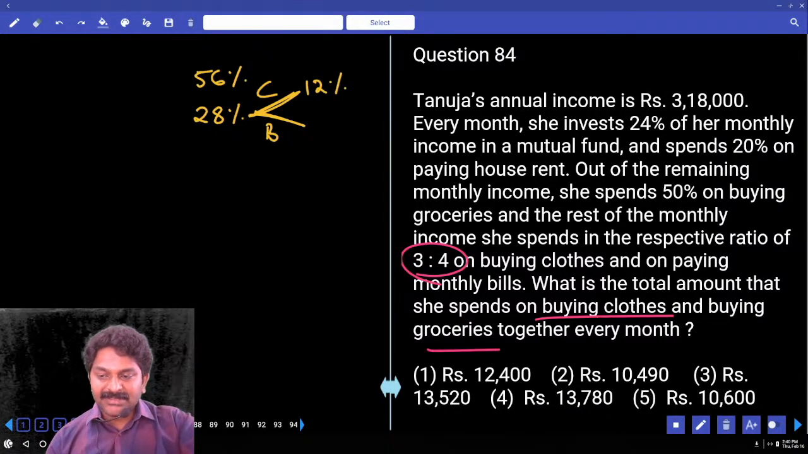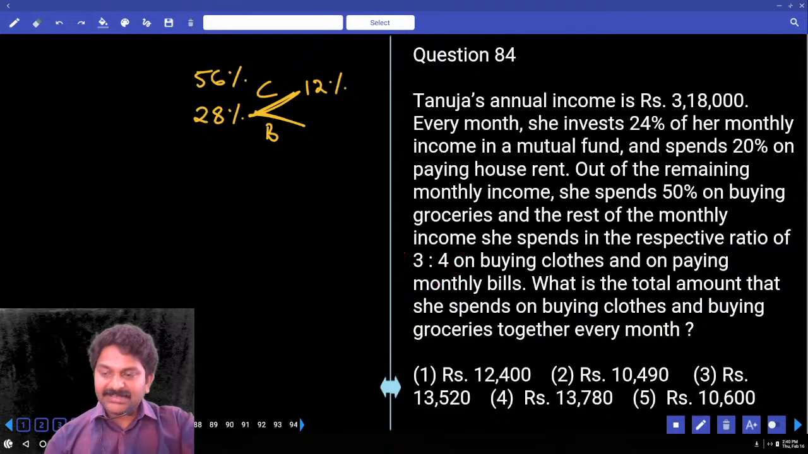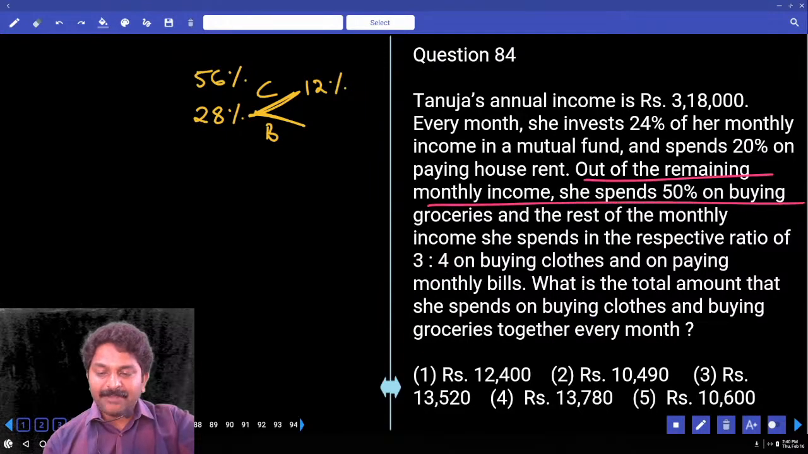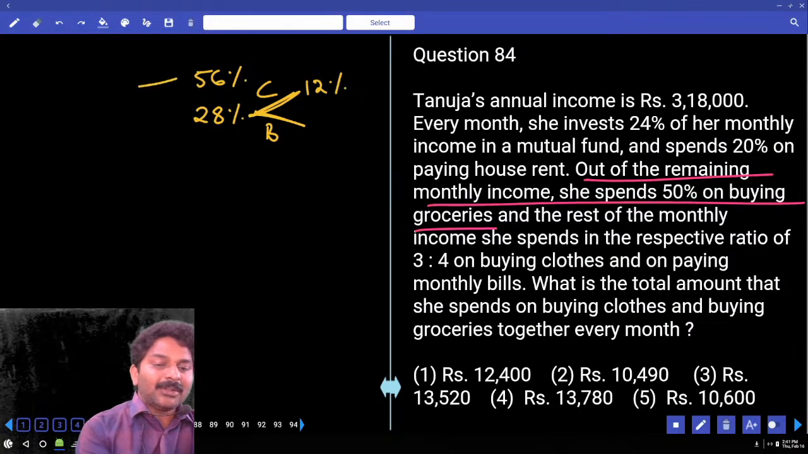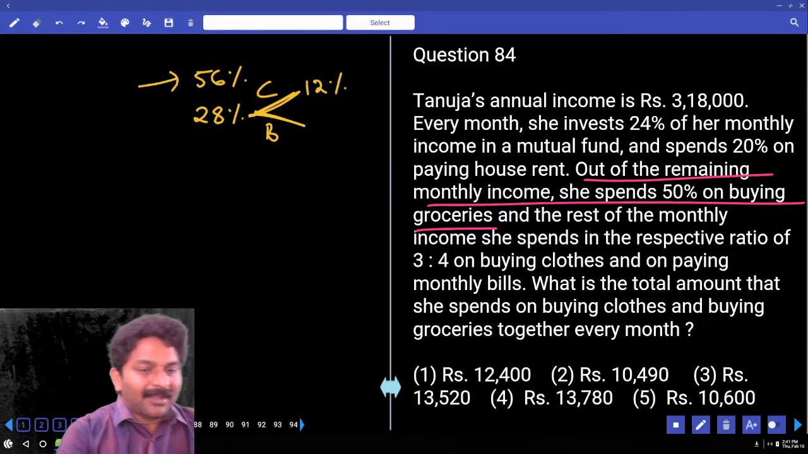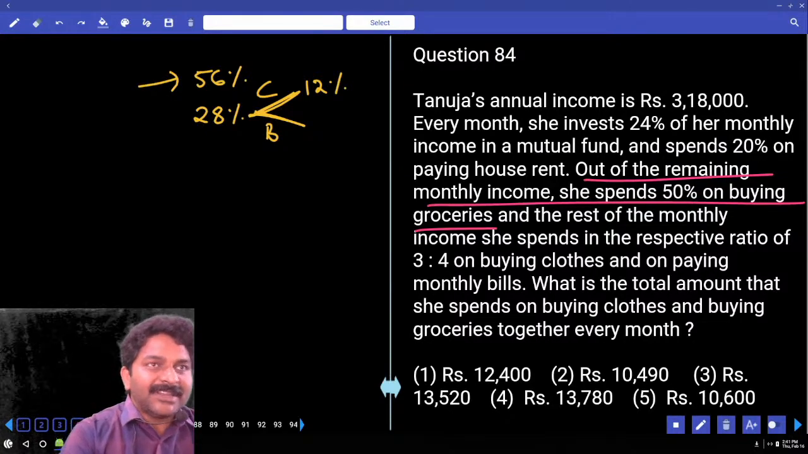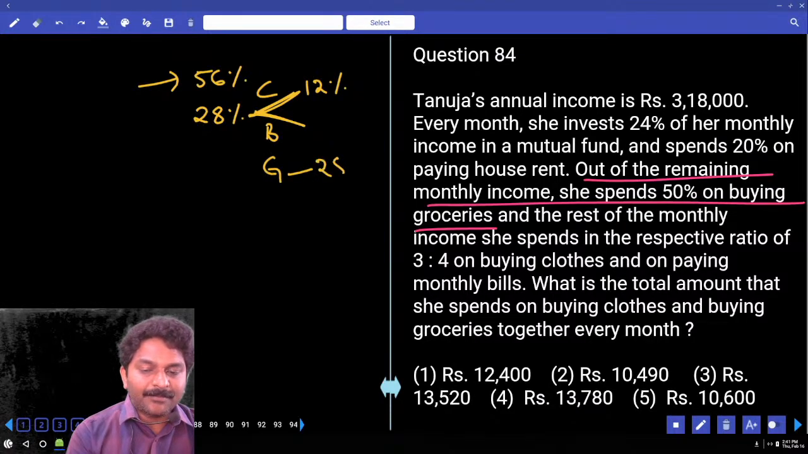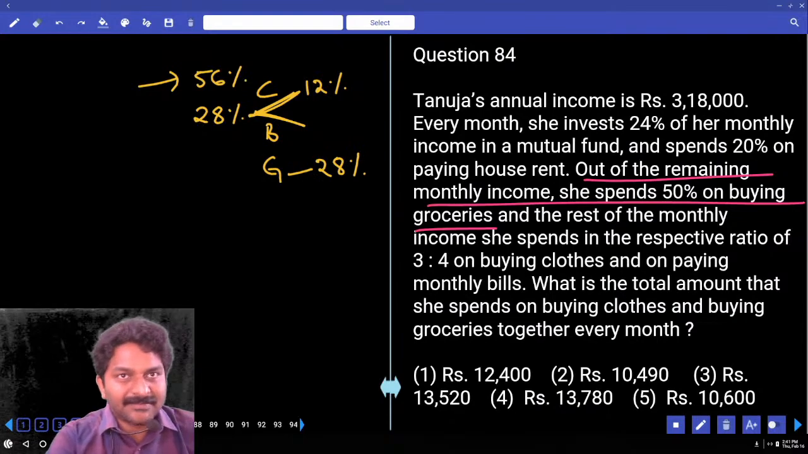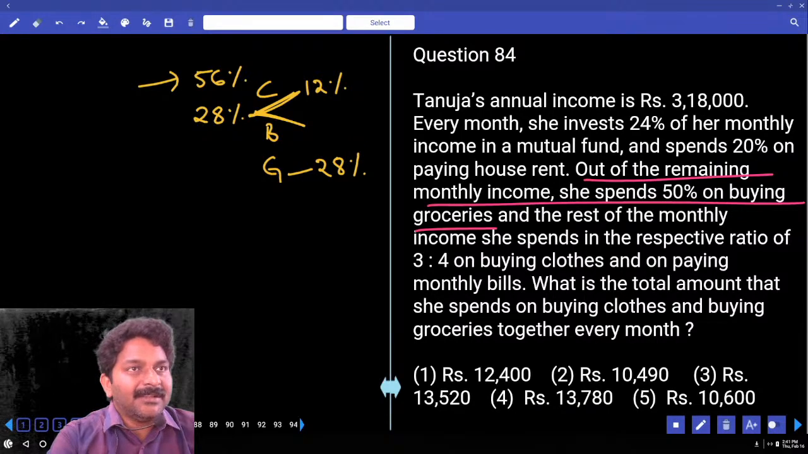And then buying groceries. Out of the remaining, she spent 50% on the groceries. Out of 56, 50% is 28 only. So for groceries, she is spending 28%. Now we were asked to calculate sum of money spent on clothes and then groceries, which is 12 plus 28, 40%. Correct?